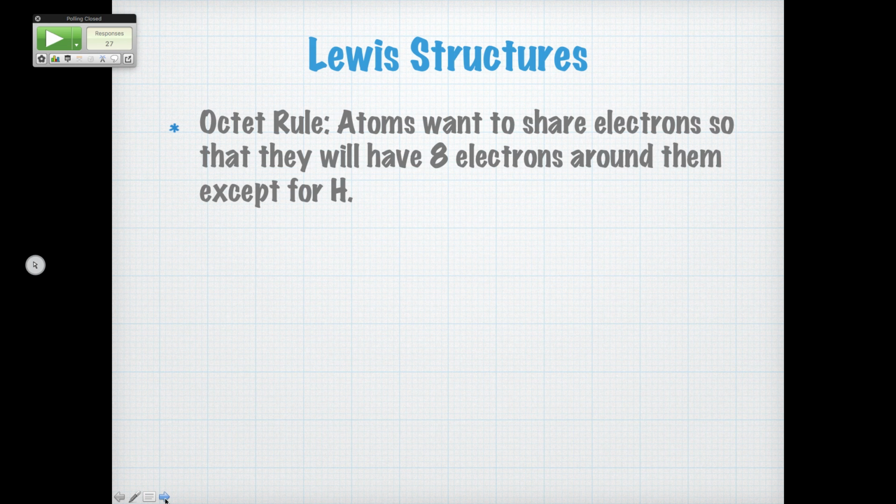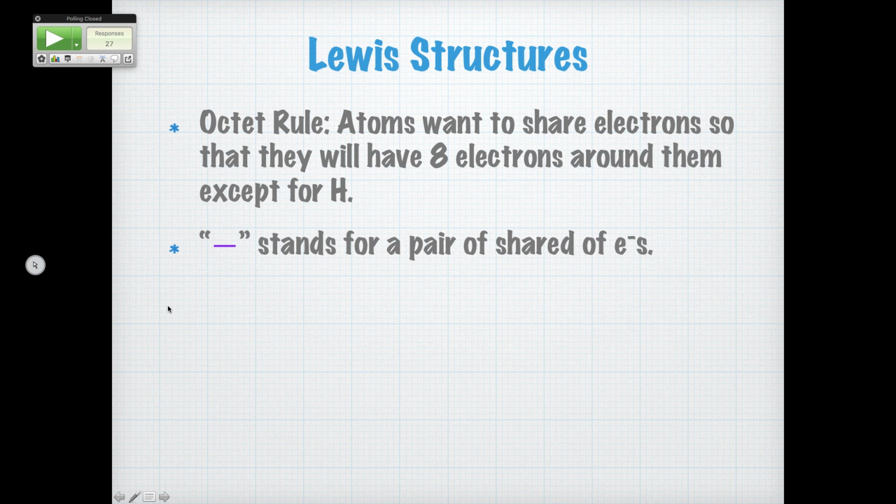The big thing to always remember is the octet rule. Okay? Atoms want to share electrons so that they will have 8 electrons around them, except for hydrogen. And I mentioned there are other elements that would not do it either, but hydrogen is one we're going to use a whole lot. Okay? So hydrogen only has 1 electron, so it can only make 1 bond. Do not make multiple bonds to hydrogen. Okay? Do not make more than 1 bond to a hydrogen.